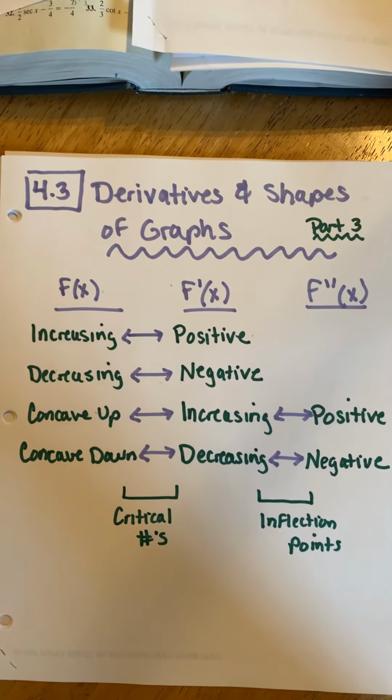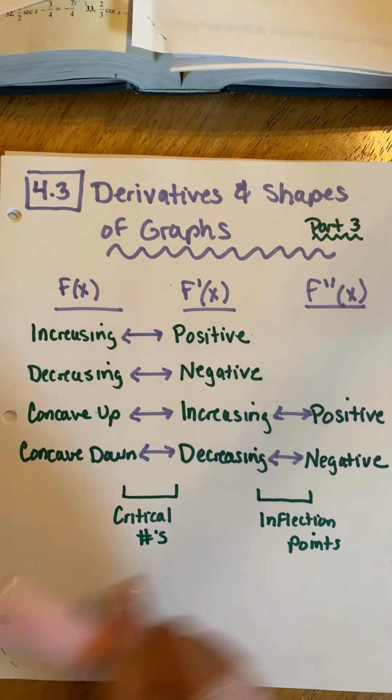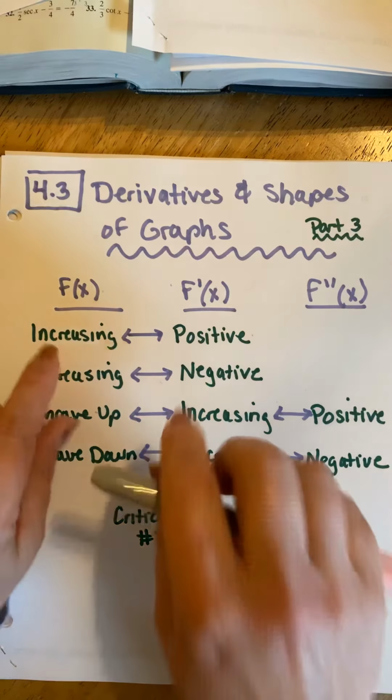Hey guys, here we go. 4.3, part 3, derivatives and shapes of graphs. Last time I told you about one of my favorite little tables, flowcharts here. So this is what we're going to continue on with.